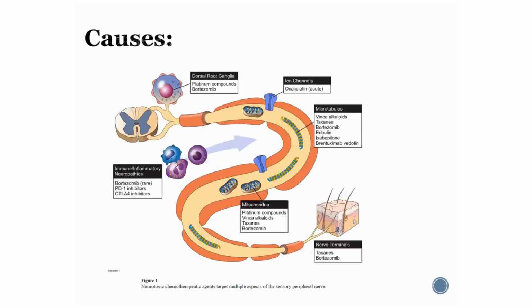Some common causes, when we get into the different types, differ because of where they're attacking the nerves. This is just a nice graphic of how different chemotherapies can affect nerves differently, which is why, if you're on a cocktail of different chemotherapies, you get different symptoms from that. And even though another person may have chemotherapy as well and have neuropathy, their symptoms might be completely different than your symptoms of neuropathy.